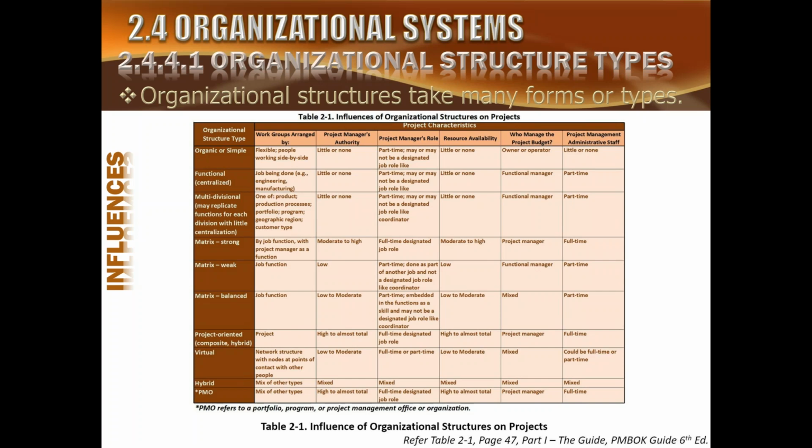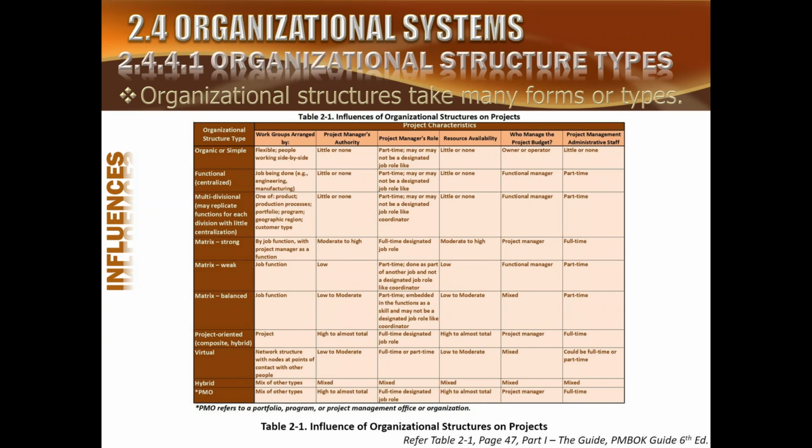But the problem here is who exercises more power. If the project manager exercises more power than the operational manager, it would be called a strong matrix. In a strong matrix, project manager exercises moderate to high authority. Project manager is a full-time designation here, and resources are moderately available. Project manager is controlling the budget, and project management staff is also full-time available.